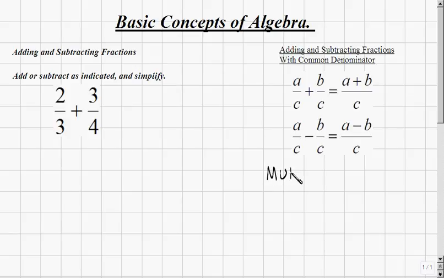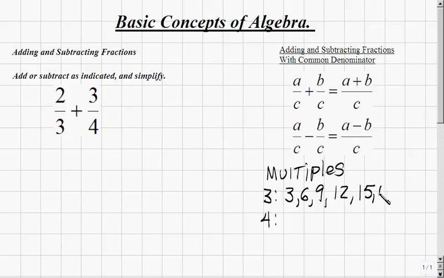So, writing multiples here, we'll list the multiples of 3 and the multiples of 4. A multiple means starting off with that number and adding that same number again continuously. 3 and 3 add up to 6. Add another 3 and we get 9. Add another 3, we get 12. Then 15, then 18, and so on.